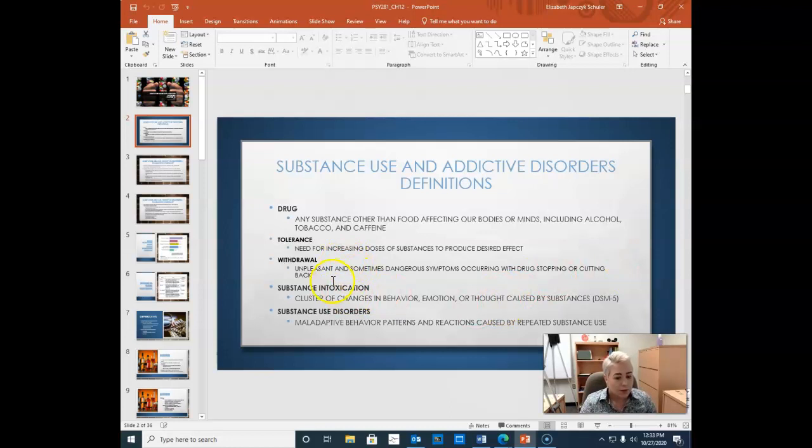Withdrawal. You're thinking of someone who is using drugs and tries to pull back from using them. So withdrawal means unpleasant and sometimes dangerous symptoms occurring with drug stopping or cutting back. When we take drugs, our body becomes dependent on some level, especially if you have misused or abused them. So when we take the drug, our body gets used physiologically to functioning with that drug. Sometimes, like in the case of alcohol, when we withdraw, we have severe effects and it could potentially be deadly. So sometimes people try to wean off as opposed to quitting cold turkey.